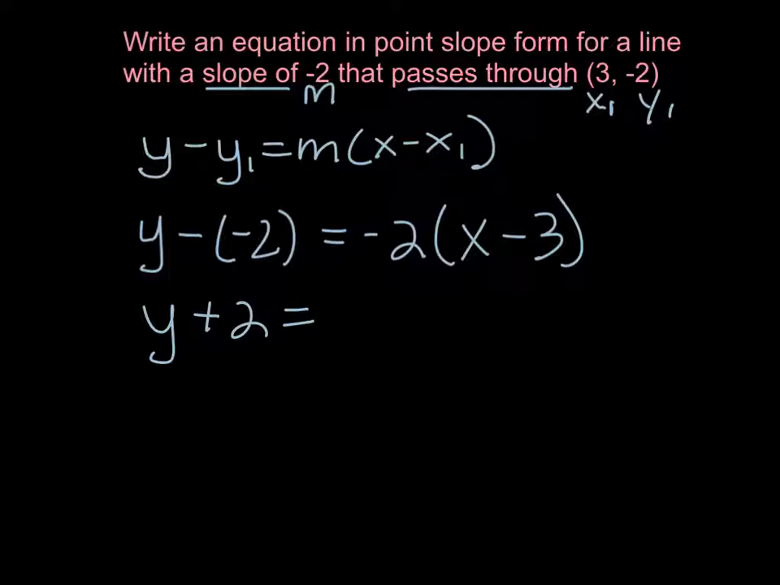Because the problem says to leave it in point slope form, you are done at this step right here. So we don't have to get y by itself. We only do that if the problem up here said slope intercept instead of point slope. But let's talk about how to graph it.